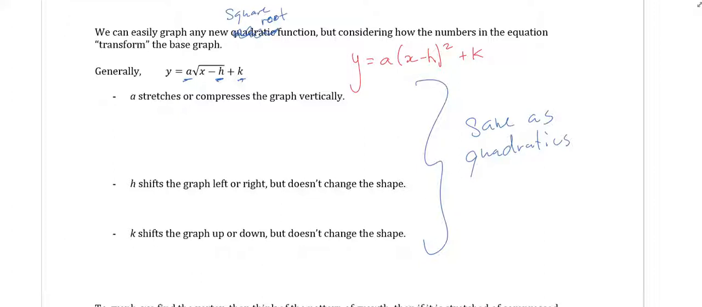H shifts the graph left and right and does the opposite of what you would expect. And K moves it up and down.